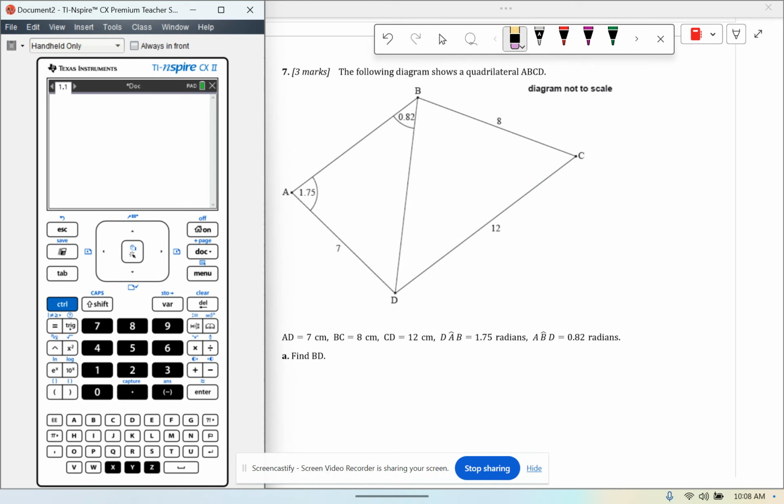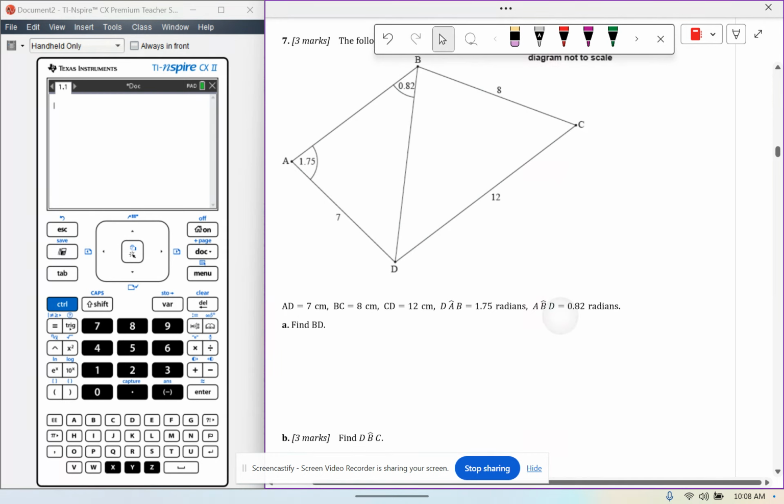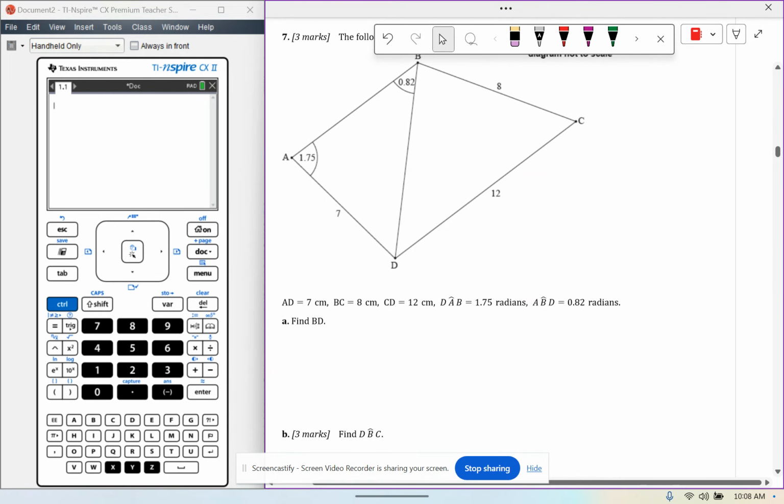Okay. So we have the quadrilateral, ABCD. Okay. AD is 7. BC is 8. I'm just checking where all this stuff is located on the document. Okay, CD is 12, angle DAB is 1.75, ABD is 0.82. Okay, find BD, so I'm looking for this side length here.